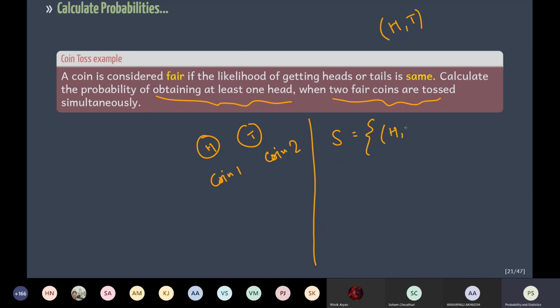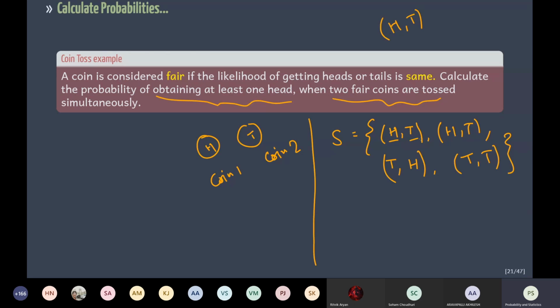I can have head in the first, tail in the second. I can have head, head. I can have tail, head. And I can have tail, tail. So these are the possible outcomes that I'm expecting when I'm throwing two coins simultaneously. This is for the first coin and this is for the second coin.